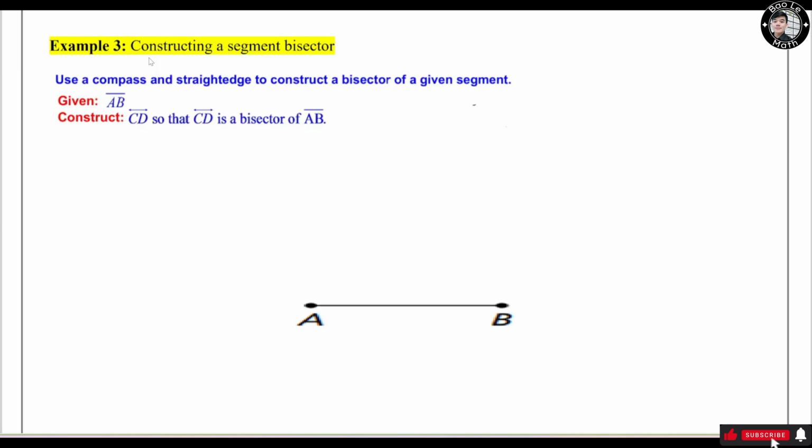Now, example number 3, we're going to learn how to construct a segment bisector. Alright, given the line segment AB, we need to construct the line CD so that line CD is a bisector of AB, right? Bisector means you're gonna split AB in half using CD, right? So for example, you're gonna split this one in half, right? So you have point M right here as the midpoint of AB, right?